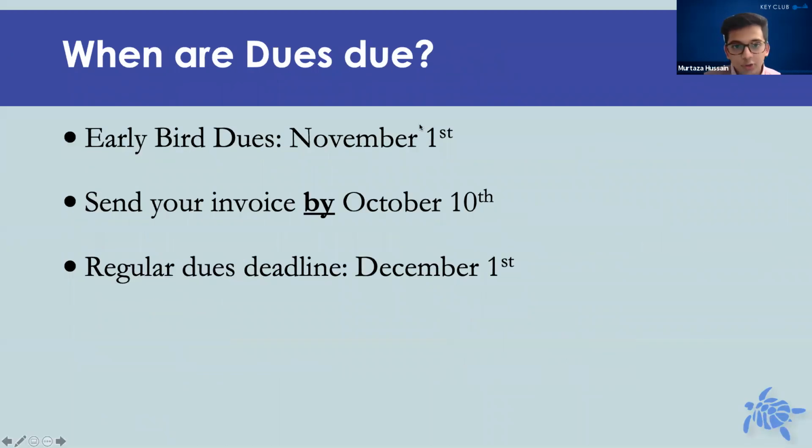So when are dues due? So the early bird deadline is November 1st, 2020, and the regular dues deadline is by December 1st. However, if you are planning to pay your club dues by the November 1st deadline, you must send your invoice in by October 10th. So many of you may be wondering, how can I manage to do that by October 10th? I will provide you a guide on how you can do that, as well as outline the procedure of how to pay dues.